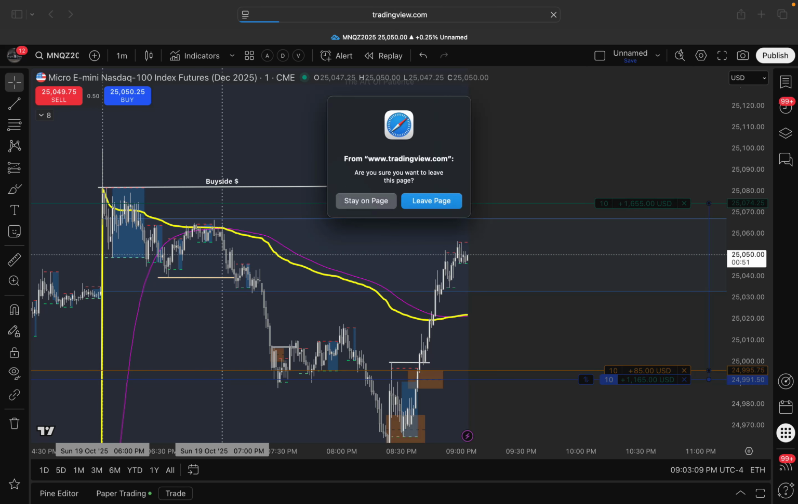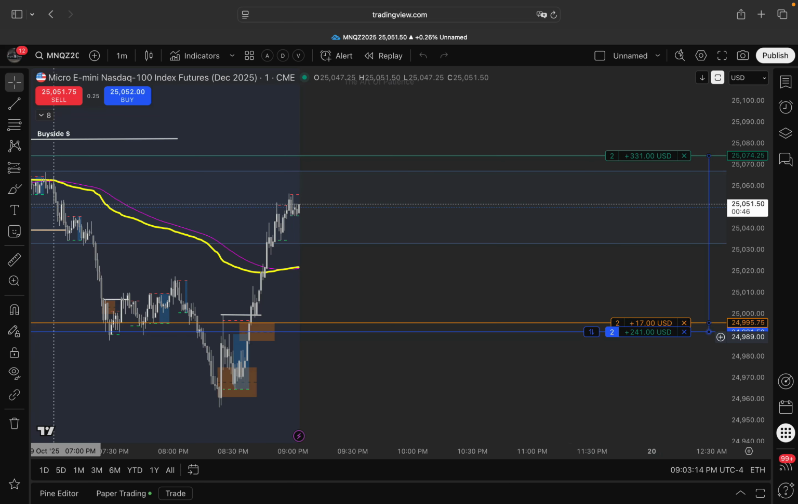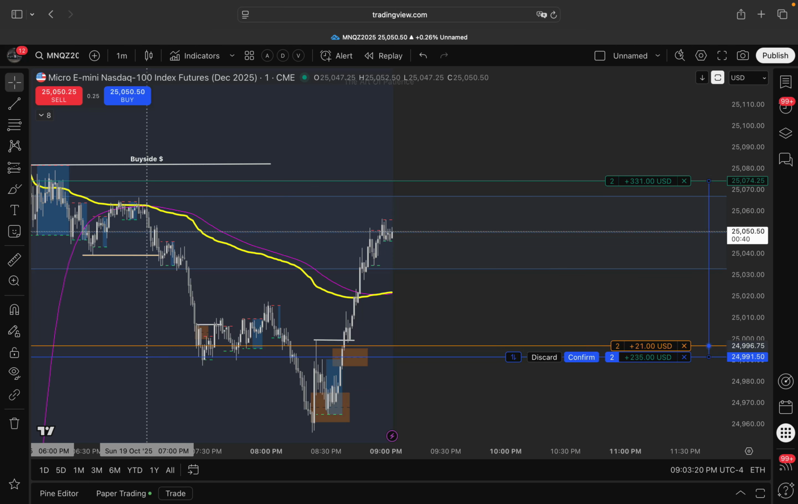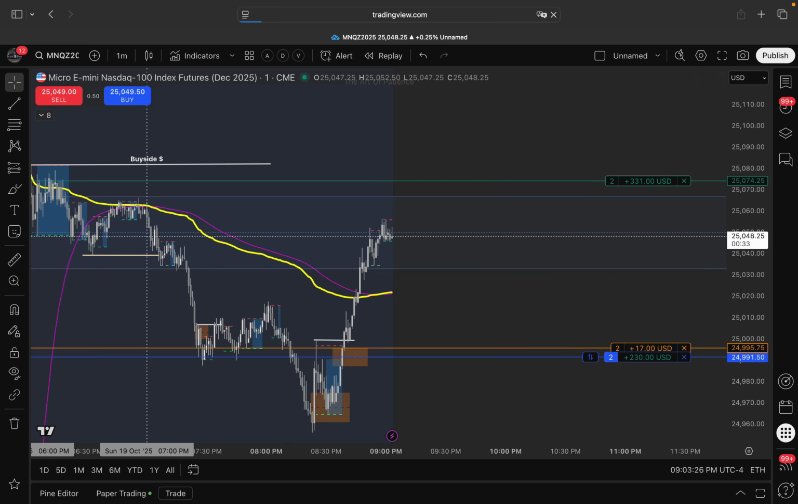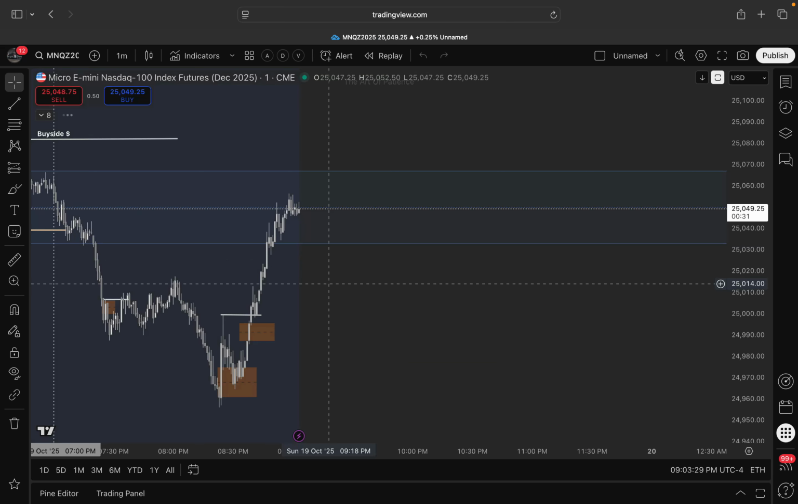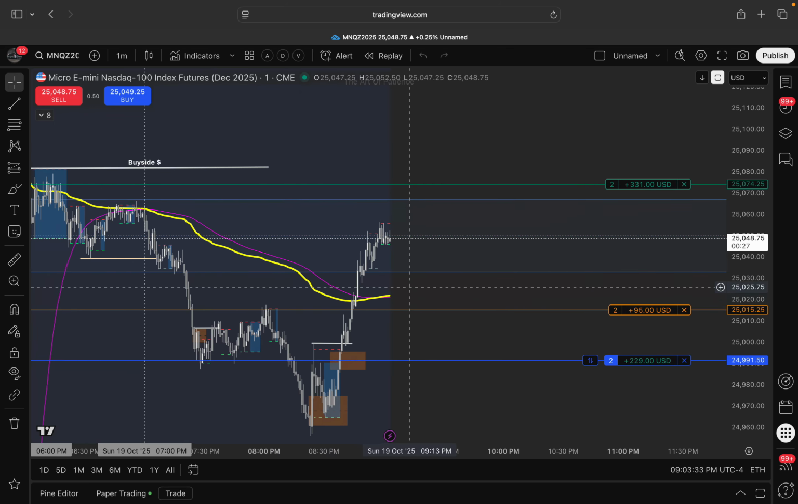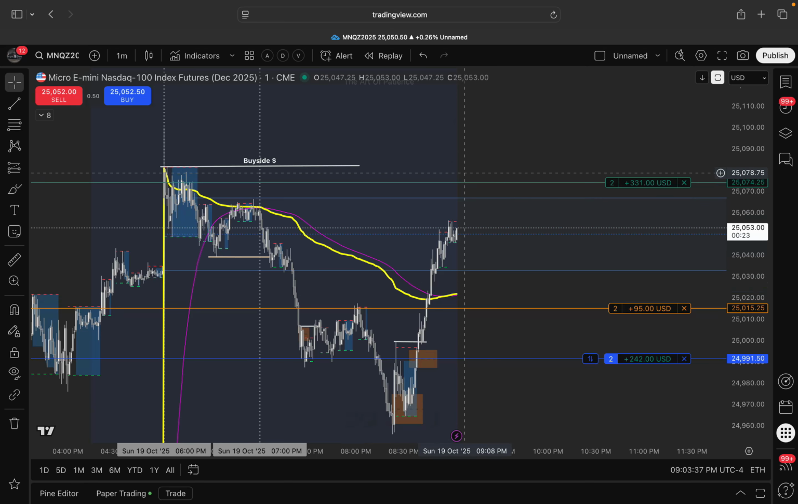Let me refresh the page. And now we only have 2 micro contracts running. And what I'm going to do is I'm going to move my stop a little bit higher so I can lock in more profits. Confirm, refresh the page. And now my stop is just below the VWAP. And now we just wait. If price is going to hit this buy side liquidity, then it's going to hit it.